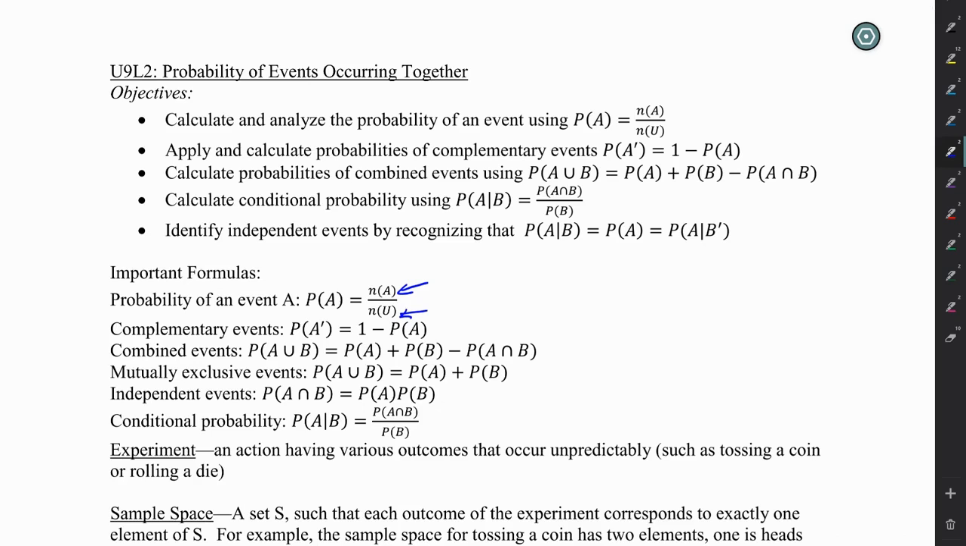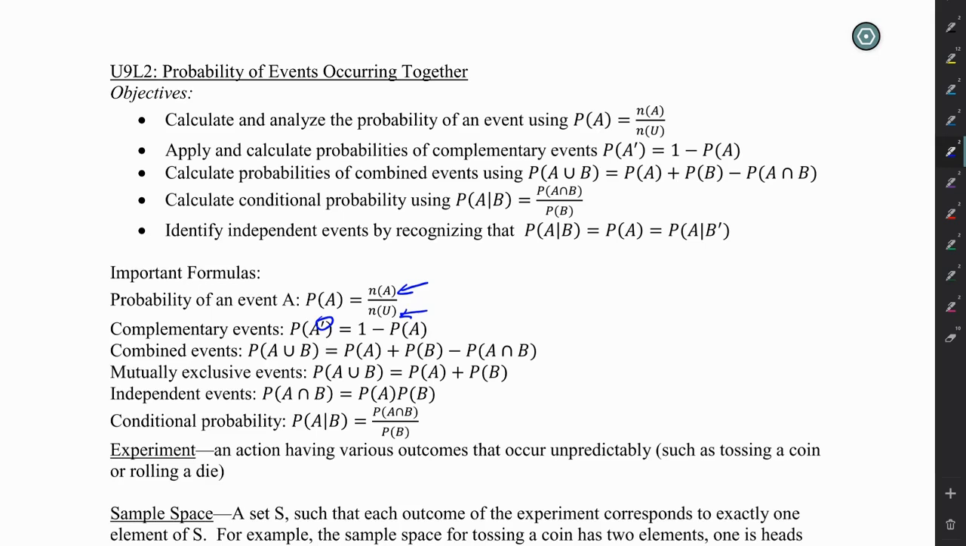Complementary events are denoted with the prime. So this is the probability of A prime, which means the probability of not A. If the probability of A is, let's say, 50%, then the probability of not A is also 50%, because it's 1 minus the probability of A. If the probability of A is 20%, then the probability of the complement of A would then be 80%.